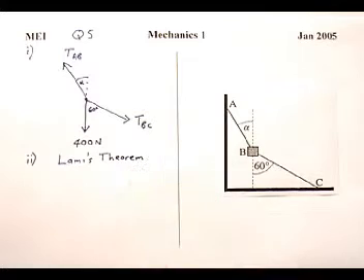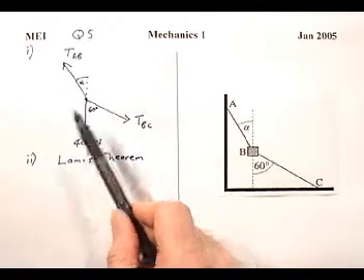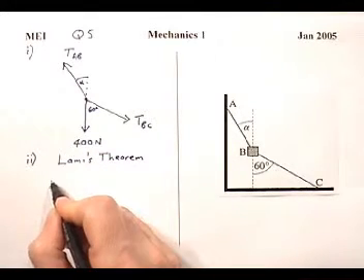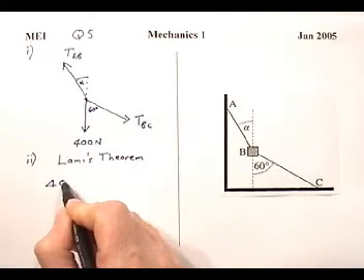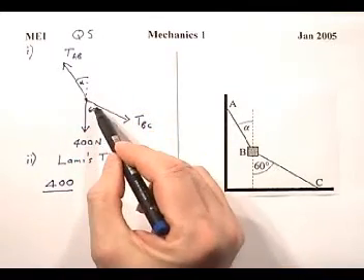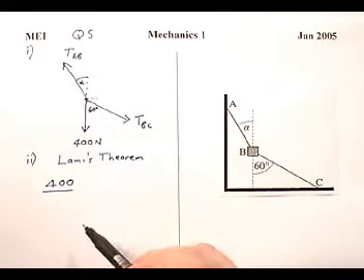Now, Lami's theorem can only be used when you have three forces acting at a point, and it relates the force to the angle opposite the force. And it looks a bit like the sine rule. It's 400 over the sine of this angle here. Let's just put in a dotted line there and see what that angle is.